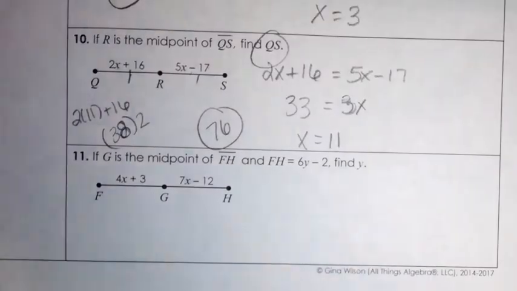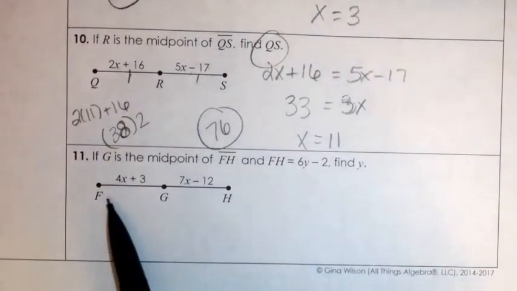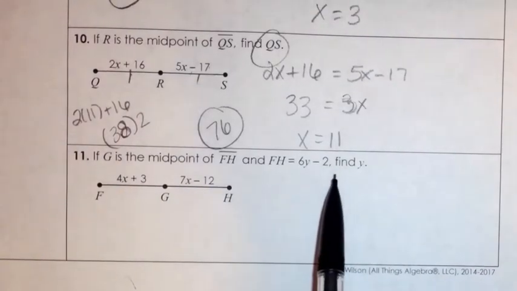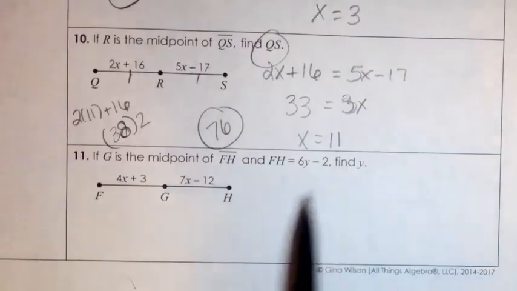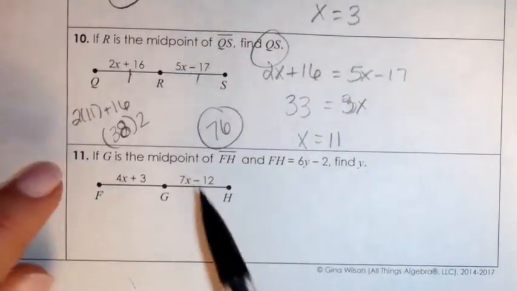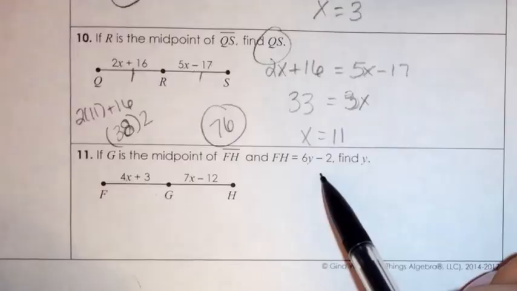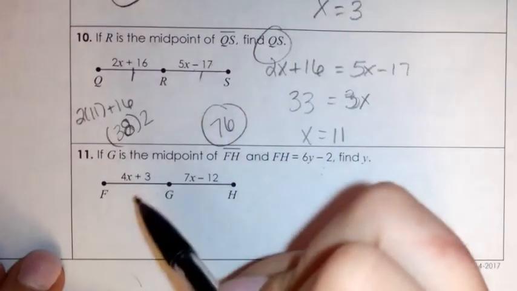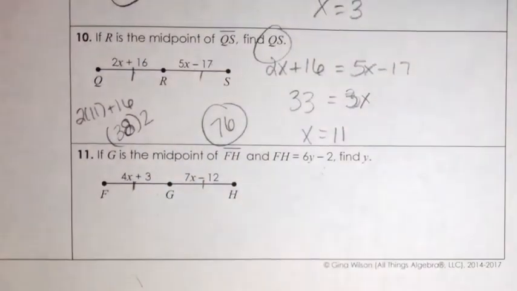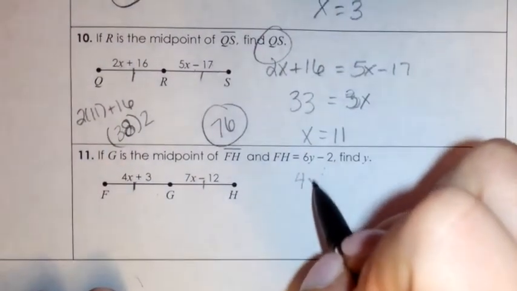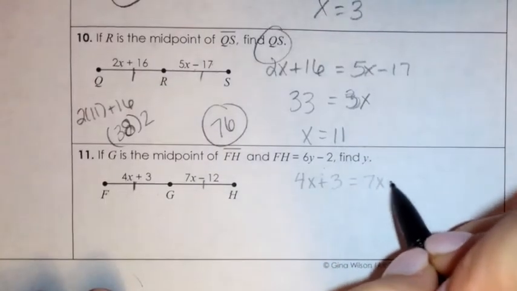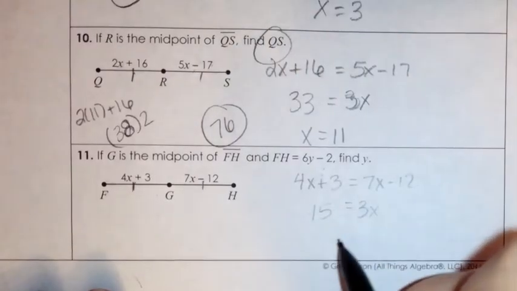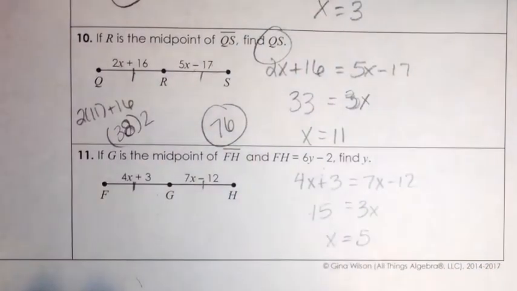And the last problem on this sheet, it says G is the midpoint of FH, and FH is equal to 6y minus 2. So what we need to do is we need to find y here. Okay, so if we did the segment addition postulate and we did this plus this is equal to this, we have x and y in an equation, and that can't happen. So we have to first use the midpoint. So we know 4x plus 3 is equal to 7x minus 12. We know 3x is equal to 15. X is equal to 5.